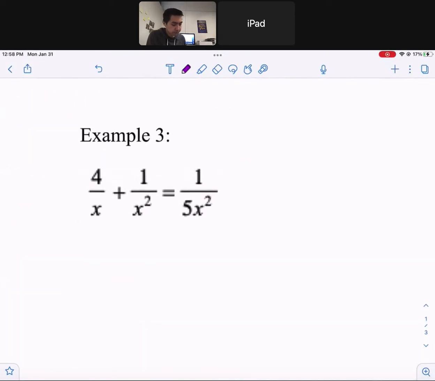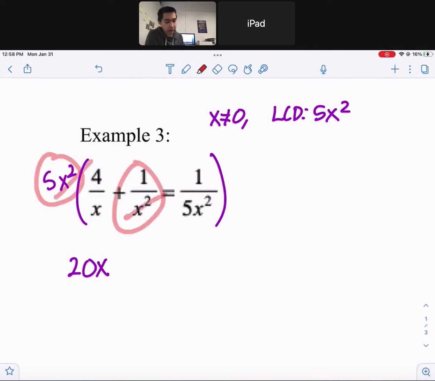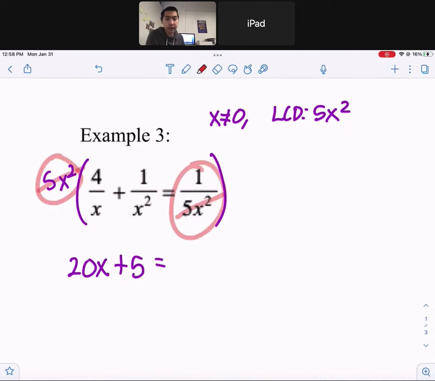Example 3. x can't be 0, and the LCD is 5x to the second. So we're going to multiply all of this by 5x to the second. When you multiply this to this, only one x cancels from top and bottom, so we'll still have an x up top. What we're really dealing with is, what's 5x times 4? 5x times 4 is 20x. 5x squared times here, the x squares cancel, so all that's left is 5 times 1, which is 5. And when we multiply this to this one, the 5x to the seconds cancel, so all we're left with is just the 1.